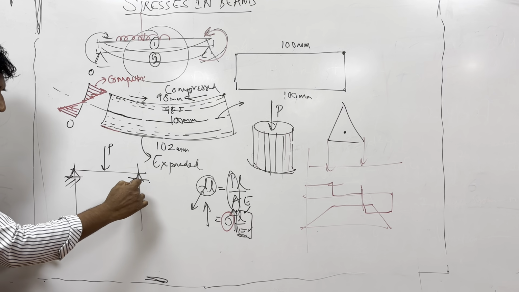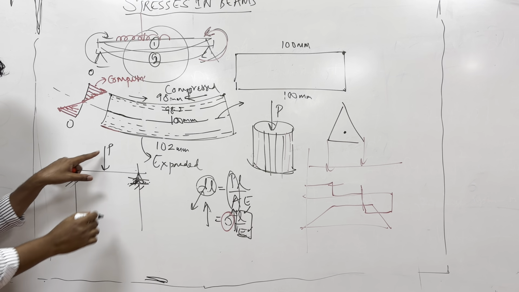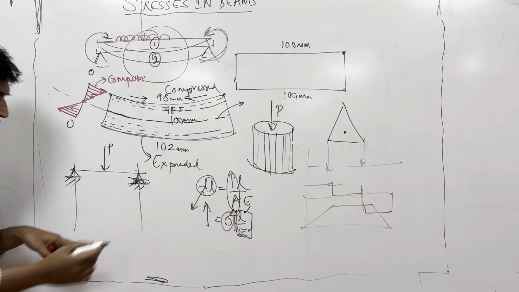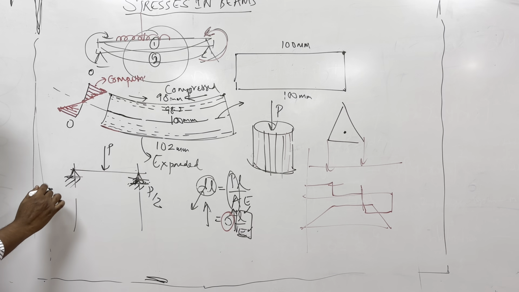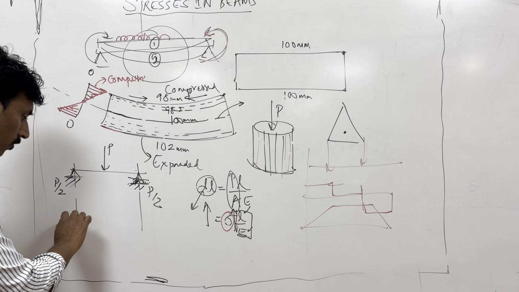Guys, this is a simply supported beam. If this P is exactly at the center, what is the load taken by the right side? I was shocked when somebody said 0. It is P by 2. Okay, if I want the bending moment diagram, draw a line.